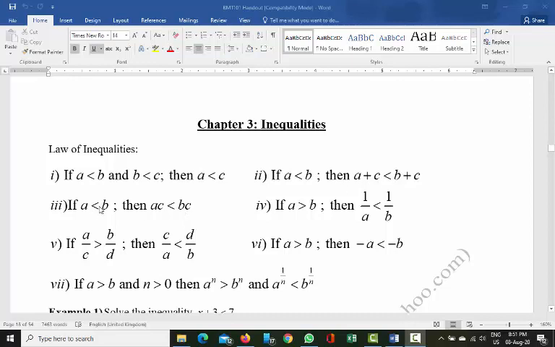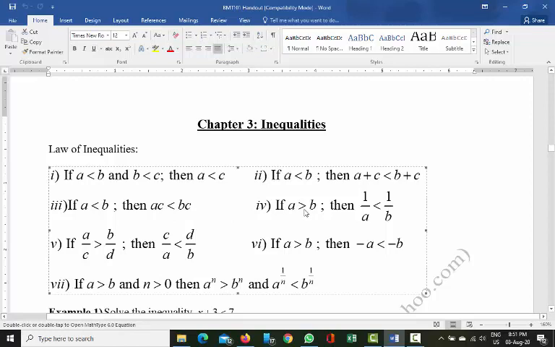Now the third formula: if A is smaller than B, then AC should also be smaller than BC, because we are multiplying both the left hand side and the right hand side by the same amount. So that's why the relationship will not change.